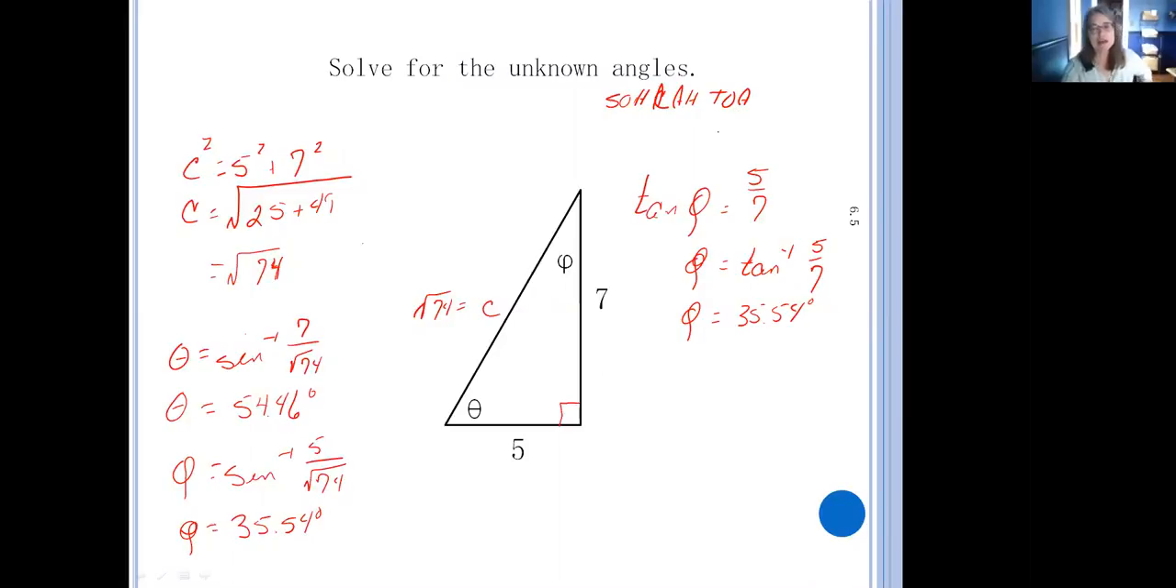Okay? So the point I'm making here is if you know any two pieces of information about any right triangle, then you can find all the rest of it. You know you've got a right triangle and you need any two legs, or any leg and any angle, or any two angles, and then you can find, well, you gotta have at least one leg. Then you can find all of the missing information.